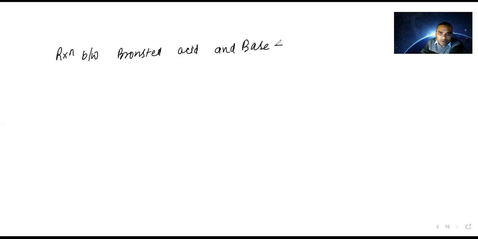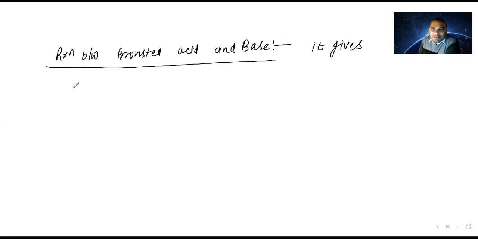Now, next part. Reaction between Bronsted acid and base. What is the reaction between Bronsted acid and base? If you talk about the Bronsted acid and base, what is going to be given? Bronsted acid and base react, and it gives conjugate acid and base on reaction. Are you able to understand?